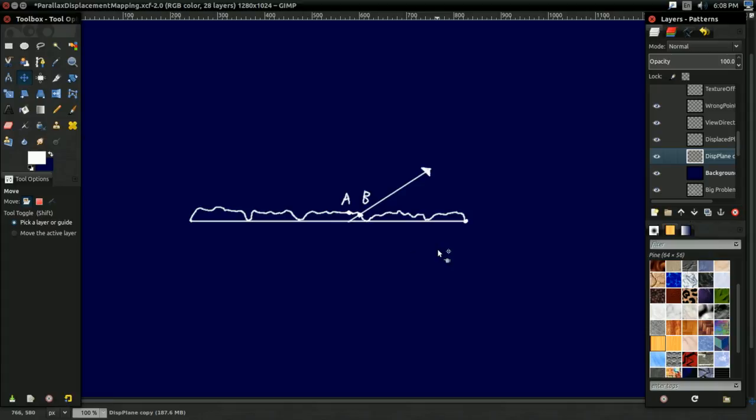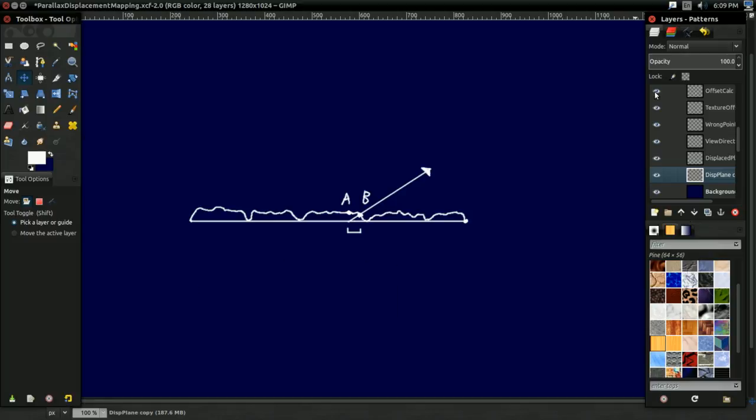You're creating the displacement effect by offsetting the texture coordinates. So you're creating some texture offset by this much in this case, and you're reading the texture and the normal and everything from this point instead. And that'll make it look like there's a sort of geometry there because of the way you're reading the texture coordinates.